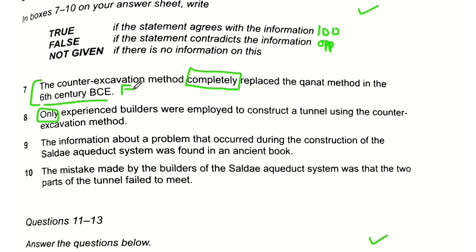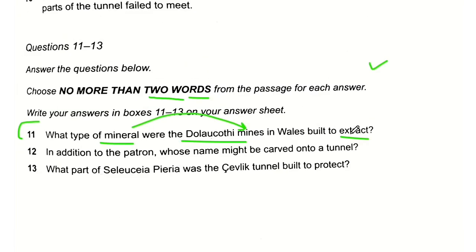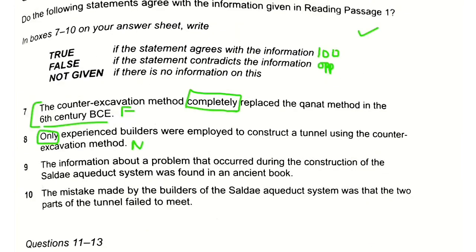Then comes: only experienced builders were employed to construct a tunnel using the counter excavation method. They have not mentioned anything about the experienced builders. It is not given. Have they mentioned anything related to mines? They have not mentioned anything related to mines.